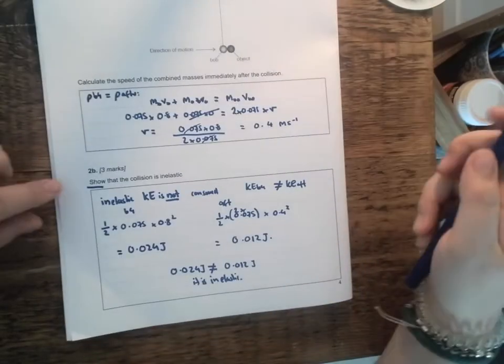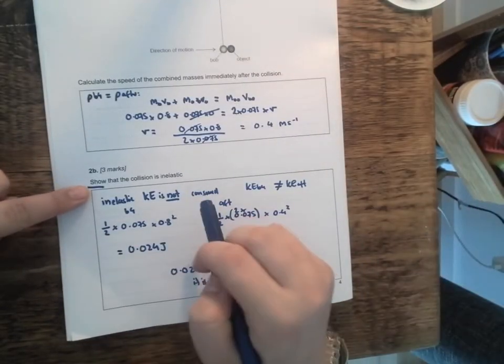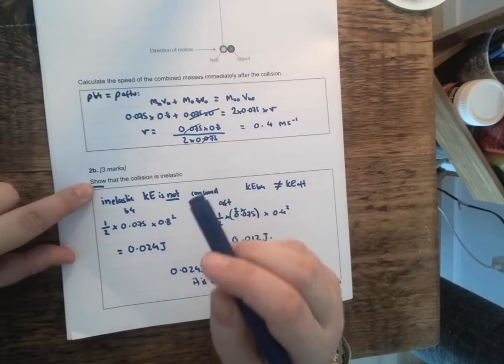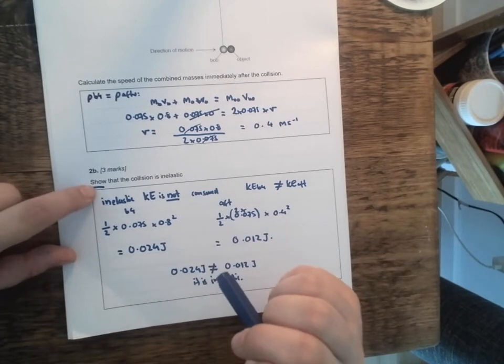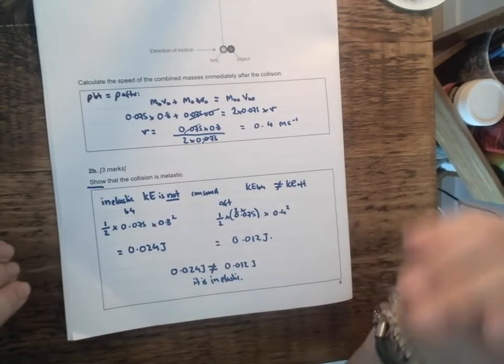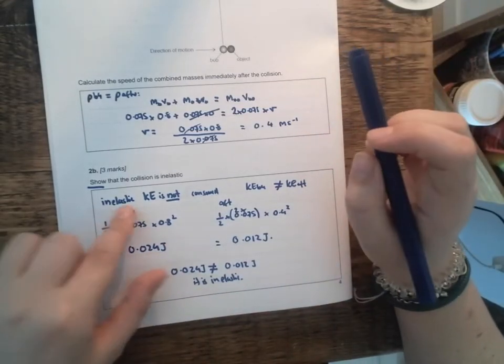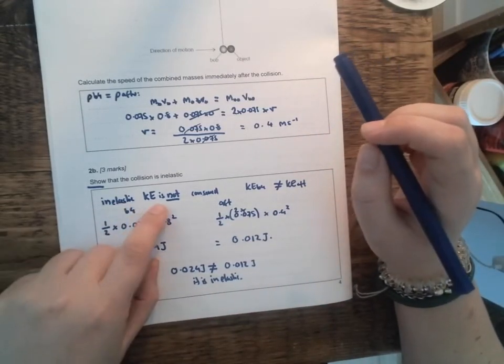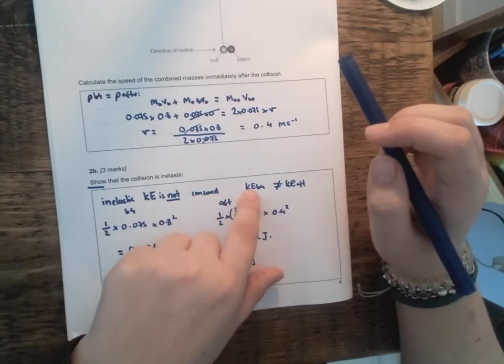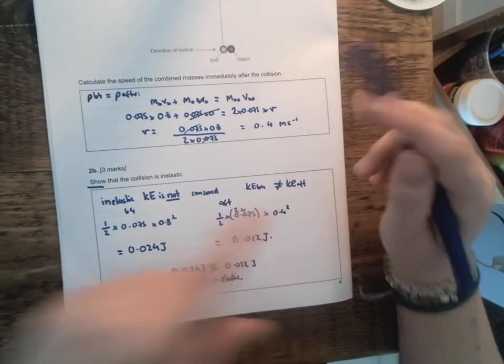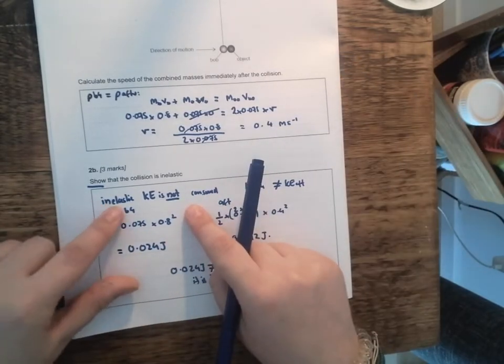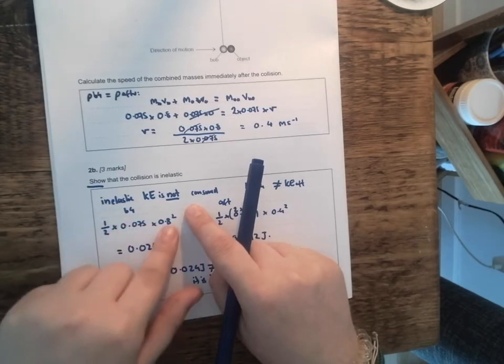The next bit was then saying show the collision is inelastic. Now, show always means you need to give a calculation. Okay, you can't just say it, you have to give a calculation there. All right, so in this case, we're going to say inelastic. It means that kinetic energy is not being conserved, so the kinetic energy before is not equal to the kinetic energy after. Okay, and simply then I need to work out my kinetic energy before, so a half mv squared.